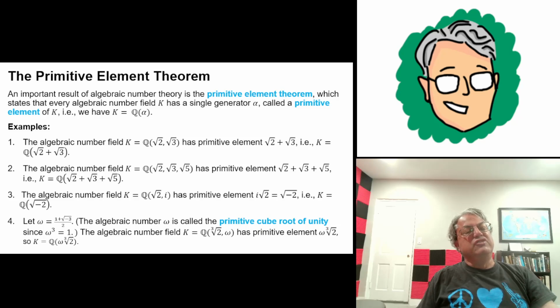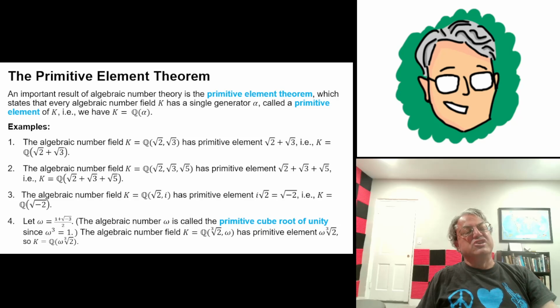It turns out that the field K equal to Q adjoin square root of 2 and square root of 3, we can actually write this as Q of square root of 2 plus square root of 3. So the square root of 2 plus the square root of 3 is a generator of this field. It's not very easy to prove, but you can prove that you can get the square root of 2 and the square root of 3 and the square root of 6 out of this field. You can get them just from square root of 2 plus square root of 3.